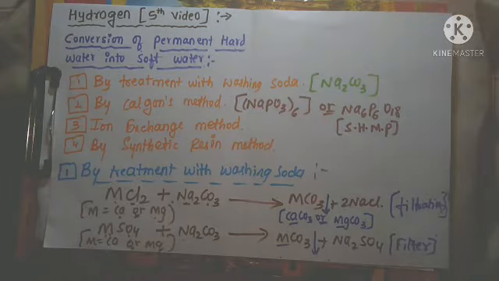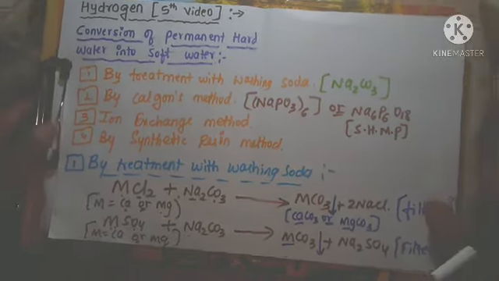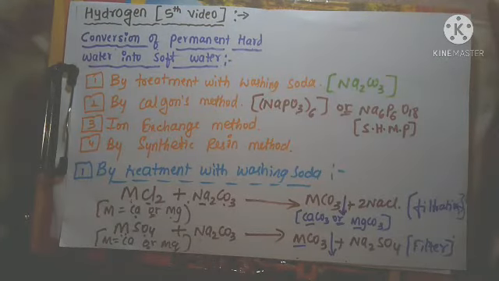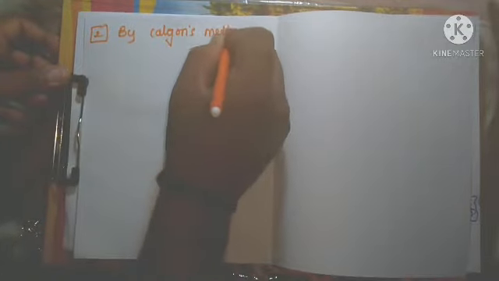For this one, I am using another paper. The second method for the conversion of permanent hard water into soft water is Calgon's method. Second one, I will write the heading: by Calgon's method.